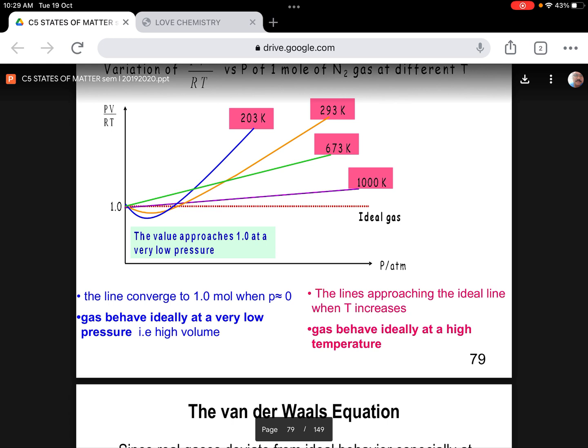This is what I mean. At very, very low pressure, the gas, whatever real gas, behaves ideally. The lines approach the ideal line when the temperature increases. This is another parameter. Compared to 203 and 1000 Kelvin, 1000 Kelvin is much closer to ideal gas. That means gas behaves ideally at high temperature.